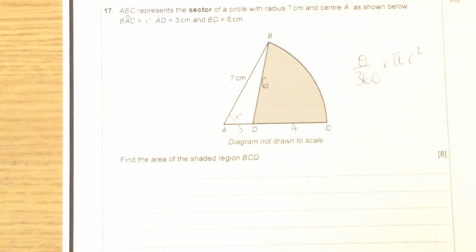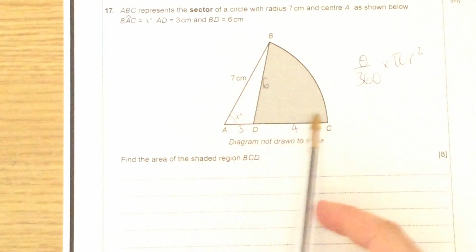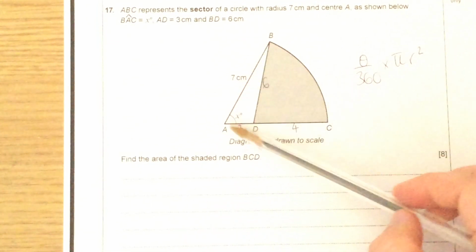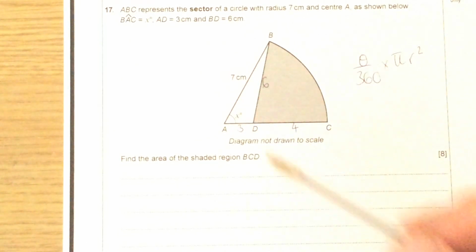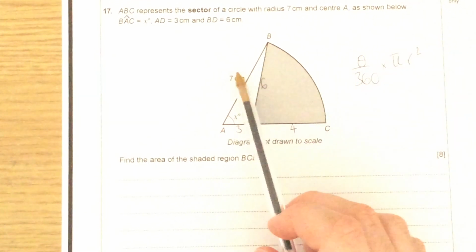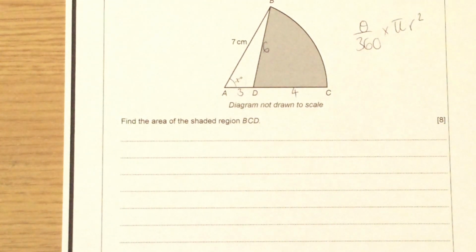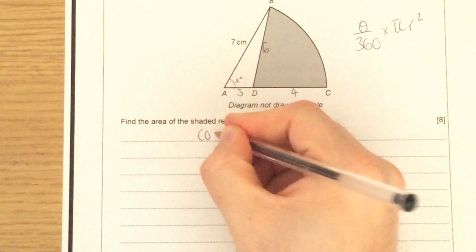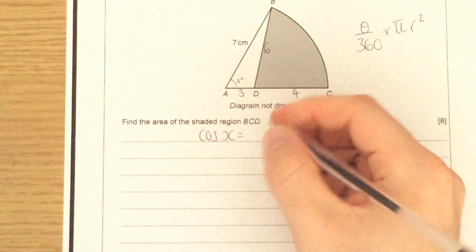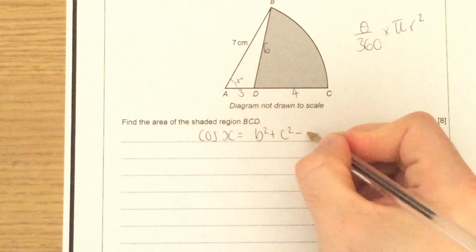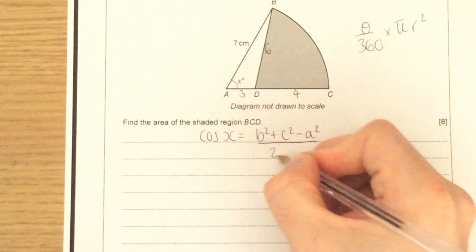Alternatively, I could work it out by splitting this shape up into more complicated shapes, but the best method is to use the whole sector and then take away the triangle. So, first thing I need to do is find x. I've got all 3 sides of this triangle, which means I can use cosine rule. So in this question, I'm going to use cosine rule for angle. So cos of x equals b squared plus c squared minus a squared divided by 2bc.